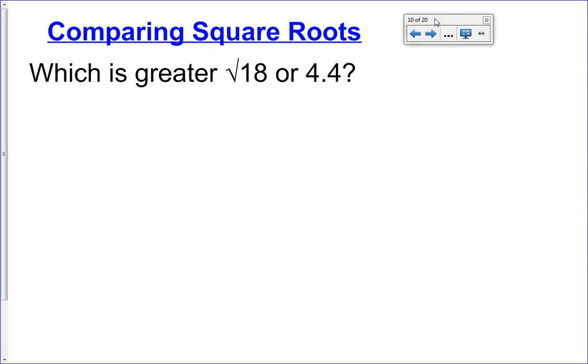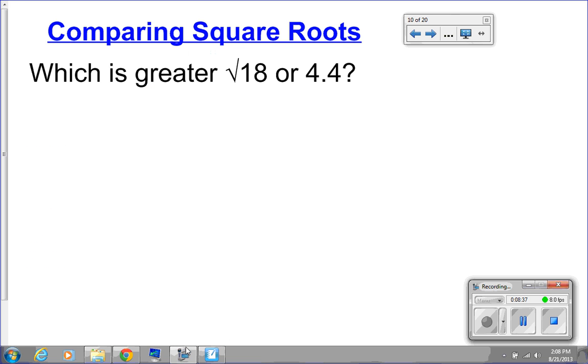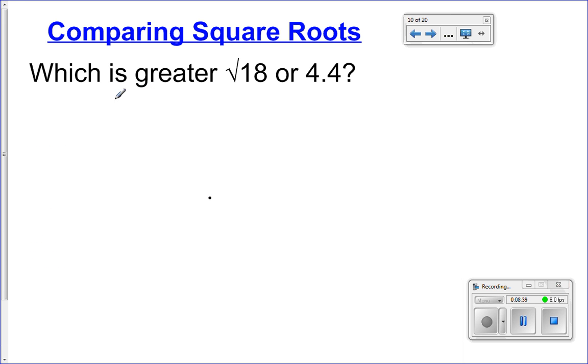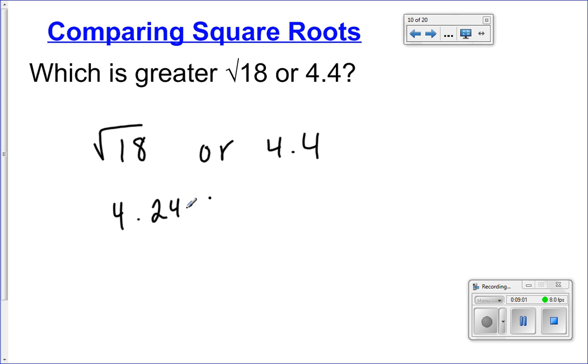So let's look at comparing square roots. When you compare square roots, we want to know which one is greater, the square root of 18 or 4 4/10. In order to do this, we want to figure out what the square root of 18 is. So on your calculator, find the square root of 18. It's going to be about 4.243, rounded to the thousandths.